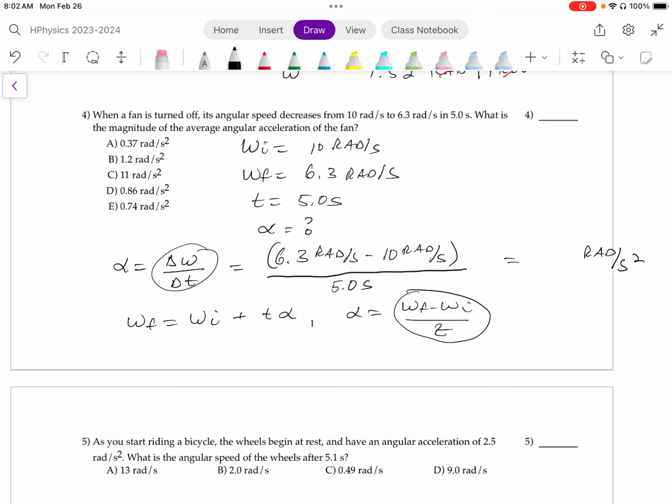And if I plug that into my calculator, I will find the angular acceleration to be negative 0.74. Now notice they asked for the magnitude, so I will drop the negative. And that will be letter E as my answer.